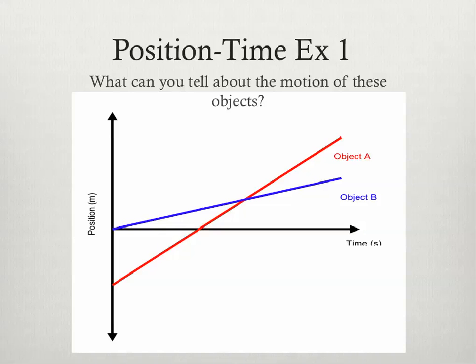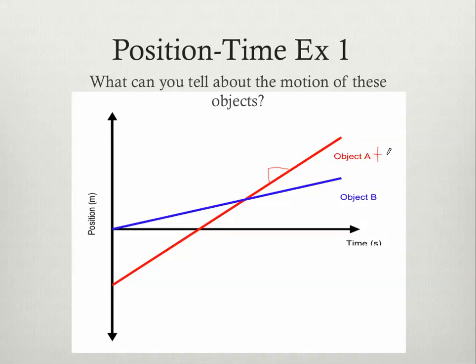So let's look at object A. When we look at this, you can see its position. It starts in the negative and then goes up to the positive. And we know on a position time graph, the slope of the line is the velocity. And the reason that is because slope is rise over run. So rise over run would be position over time, which is velocity. So we know that the slope of this line is positive.